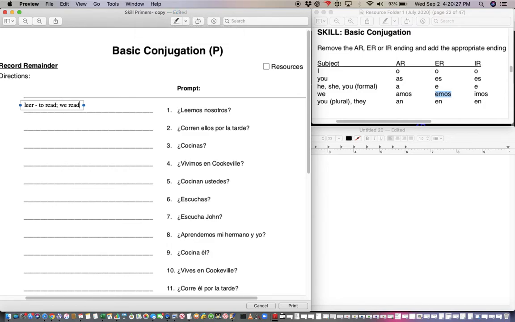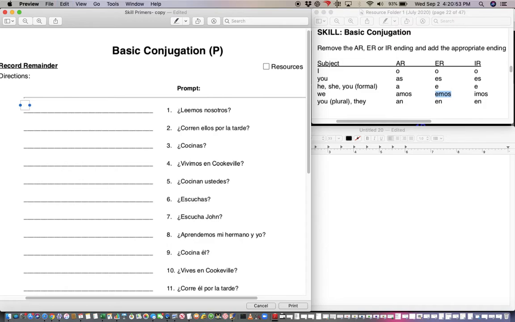So it's we read. Now, those are question marks around number 1. So it's not telling you that we read. It's asking you, do we read? It could also be, are we reading? Because they are both questions in the present tense. So it just depends on exactly what you are trying to say. So that's your translation for leemos nosotros. Are we reading? Or do we read?